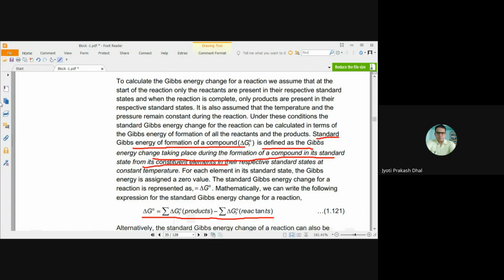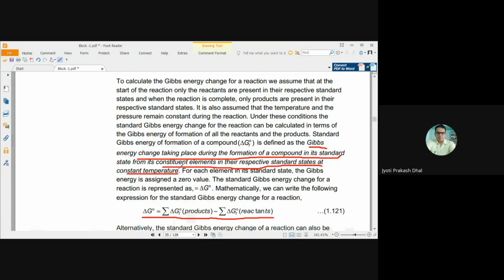elements. Again, I am telling the definition of the standard Gibbs energy of formation of a compound, del G F naught. It is defined as the Gibbs energy change taking place during formation of a compound in its standard state from its constituent elements in their respective standard states at constant temperature. So that is called del G F naught.